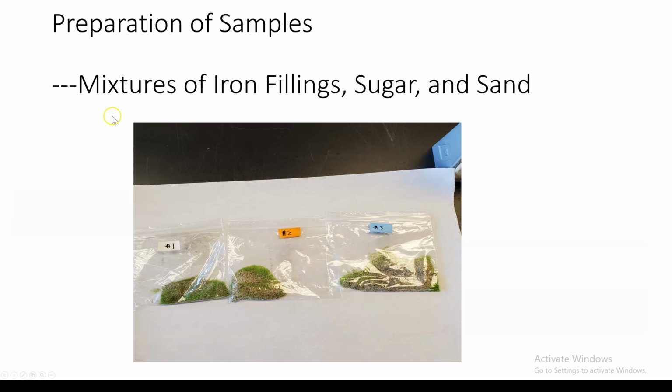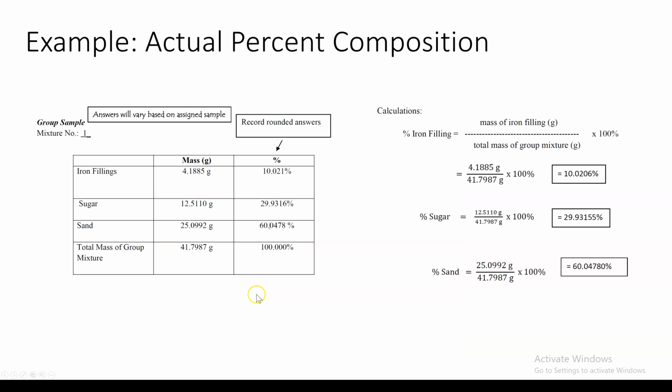Once we have weighed out the iron filings, the sugar, and the sand, we'll combine all of them into this Ziploc bag right here, and mix all of them together to produce this mixture. This will be mixture 1, mixture 2, and mixture 3. For each of these mixtures, we'll be taking out about a third. So we weigh out a certain amount, and we take out only a small amount of it, but not the whole value. Please keep that in mind when separating them.